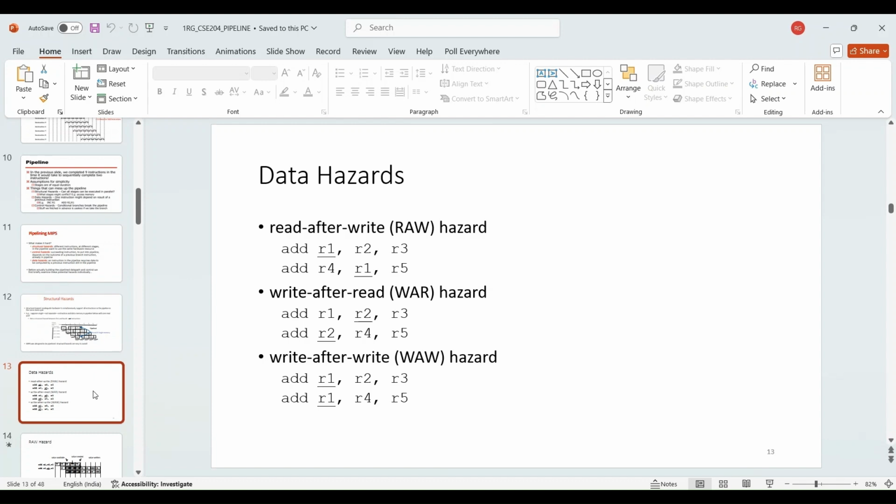But in one particular case, it cannot be avoided. That example also we are going to see. Now, the second category of data hazard is called write after read, or WAR hazard. Here also is an example of two instructions. Here you can see R2 is the common register between the two instructions, and the second instruction must write the result in R2 after the first instruction has read its value from R2. And this is called write after read hazard.